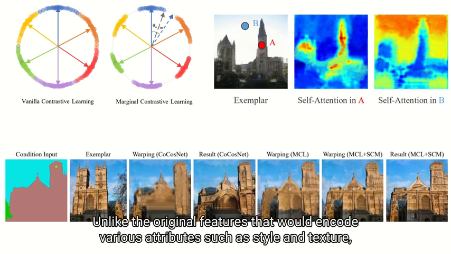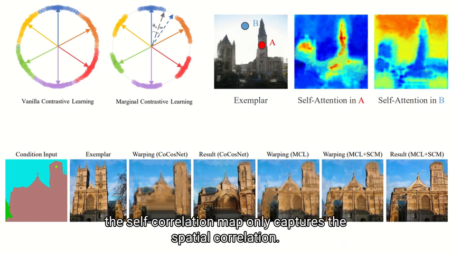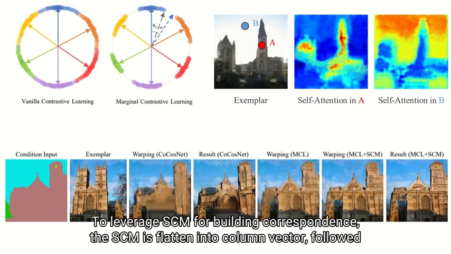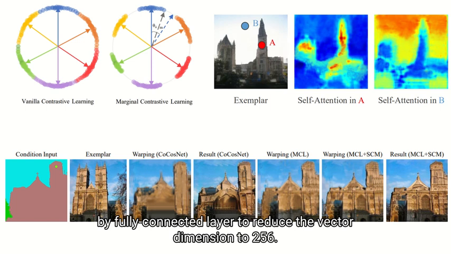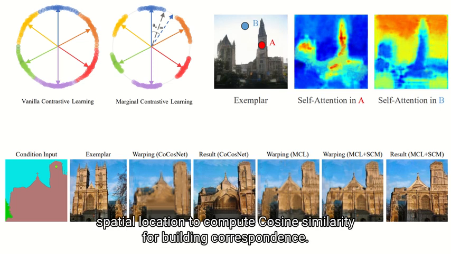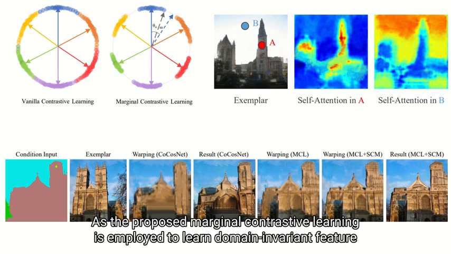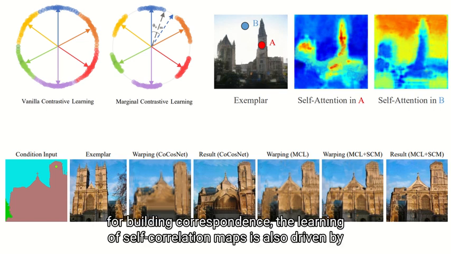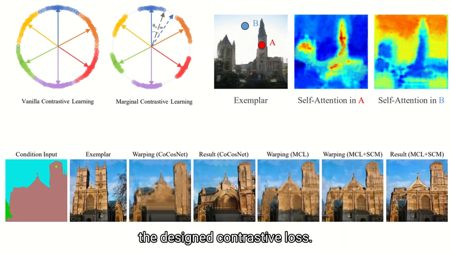Unlike the original features that would encode various attributes such as style and texture, the self-correlation map only captures the spatial correlation. To leverage SCM for building correspondence, the SCM is flattened into a column vector, followed by a fully connected layer to reduce the vector dimension to 256. Then the feature vector of 256 dimensions is concatenated with the encoded feature in the corresponding spatial location to compute cosine similarity for building correspondence. As the proposed marginal contrastive learning is employed to learn domain-invariant features for building correspondence, the learning of self-correlation maps is also driven by the designed contrastive loss.